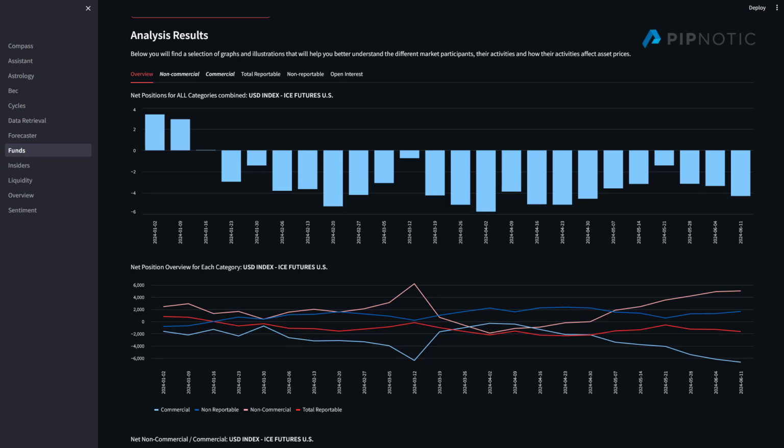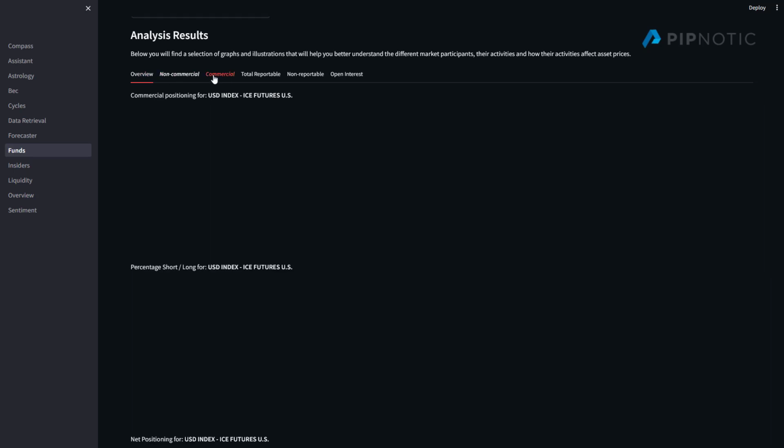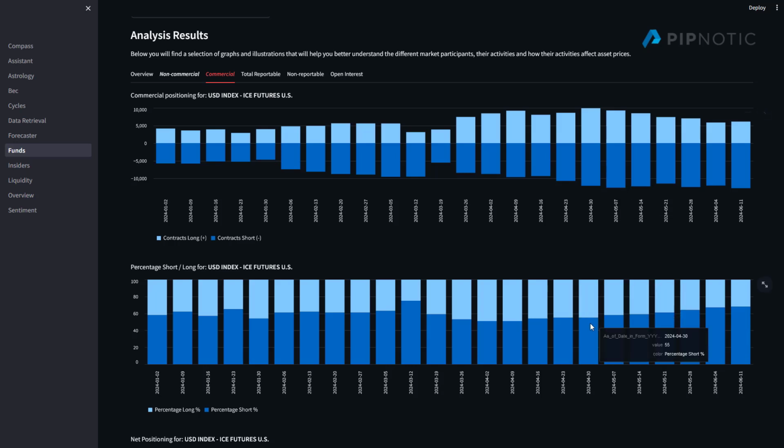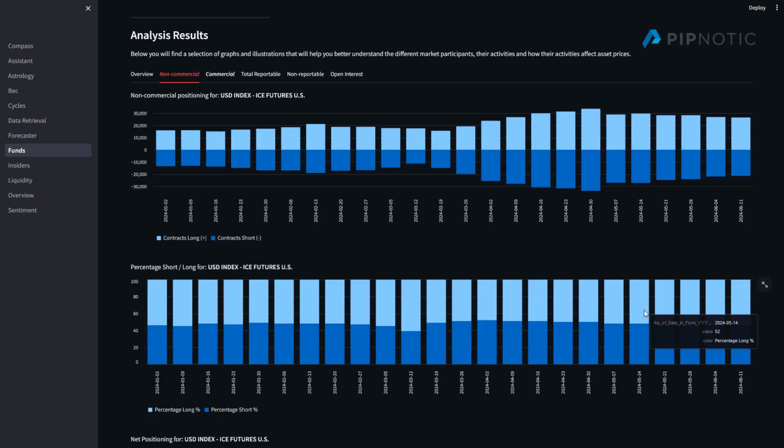And you can see here the non-commercials, the non-reportables and the total reportables. These are pretty much mirror images of each other. So let's have a look at the commercials, and we can see here that these guys are continuing to expand their short holdings, which is interesting. So let's have a look at the non-commercials here. This is ever so slightly moving more bullish.